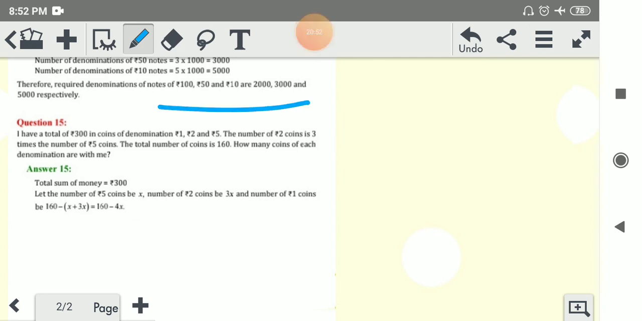Now question number 15 is the same as question number 14. So this is your homework. If you have any doubt, please see the solution.